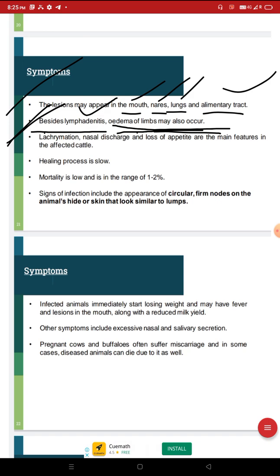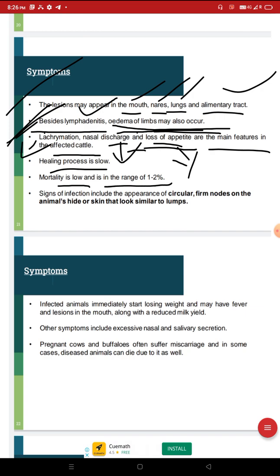This is the important point, you have to remember this. Lacrimation, nasal discharge and loss of appetite. Lacrimation means secretion from the eye, lacrimal discharge. Nasal discharge from the nose. Loss of appetite means anorexia, no eating. These are the main features in the affected cattle. Healing process is slow. Mortality is low, in the range of 1 to 2%.